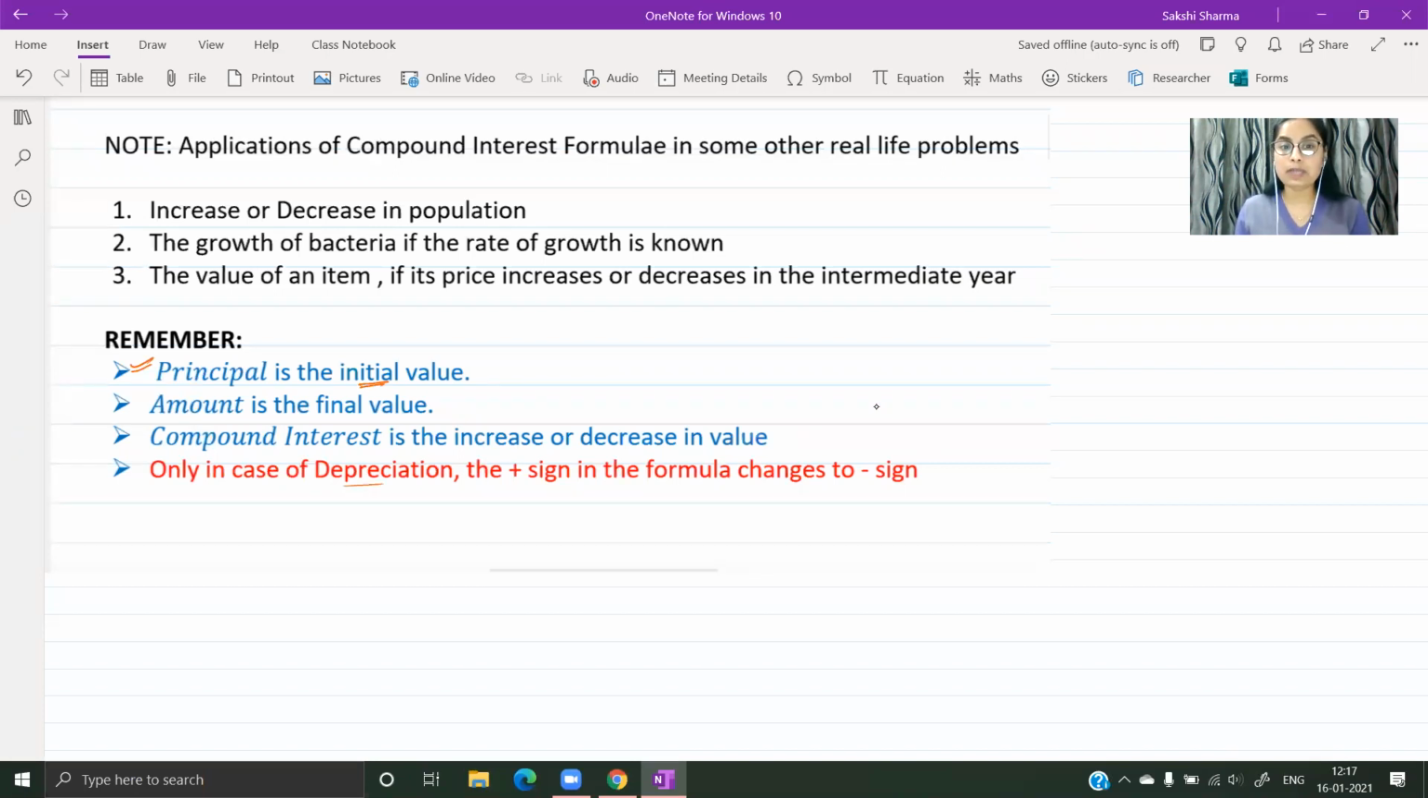Only in case of depreciation, the plus sign in the formula changes to minus sign. So depreciation के case में हम ये formula use करेंगे. यहाँ बीच में माइनस आ जाएगा. डेप्रीसिएशन मींस जहां किसी ऑब्जेक्ट की वैल्यू कम हो रही है विद यूजेज और विद वेयर एंड टेयर.